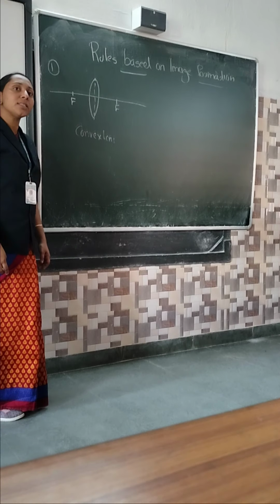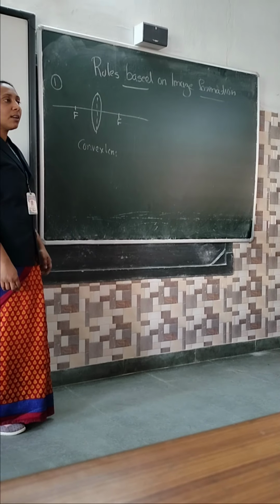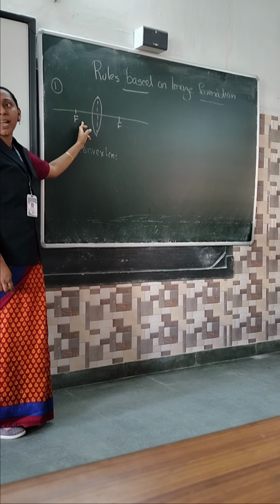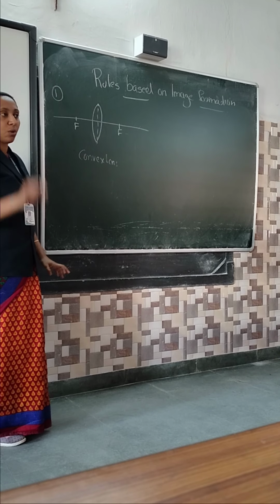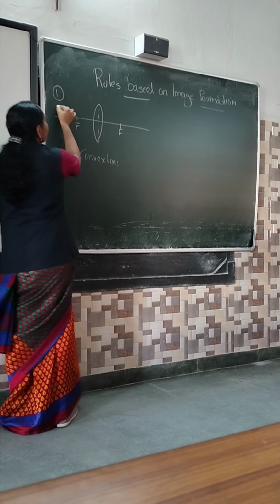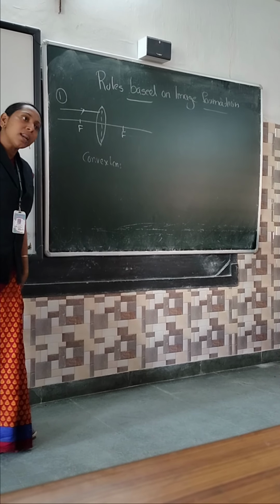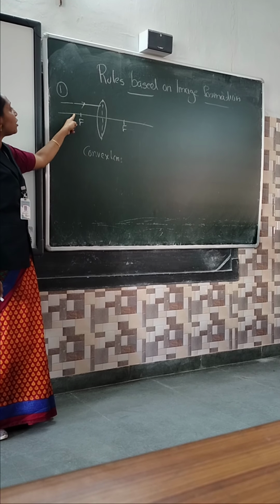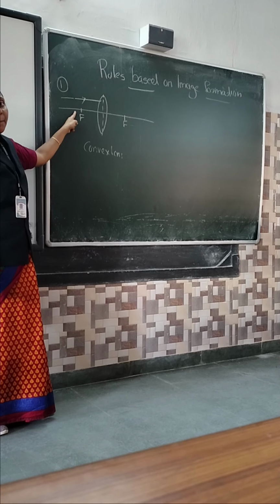Primary and secondary focus, I just explained to you. Which one is the primary focus? The side on which the incident ray is present is called the primary focus, and the next one is the secondary focus. Consider this is my incident ray. What is the meaning of incident ray? The ray coming from the light source. So my incident ray is parallel to this principal axis. Am I right?